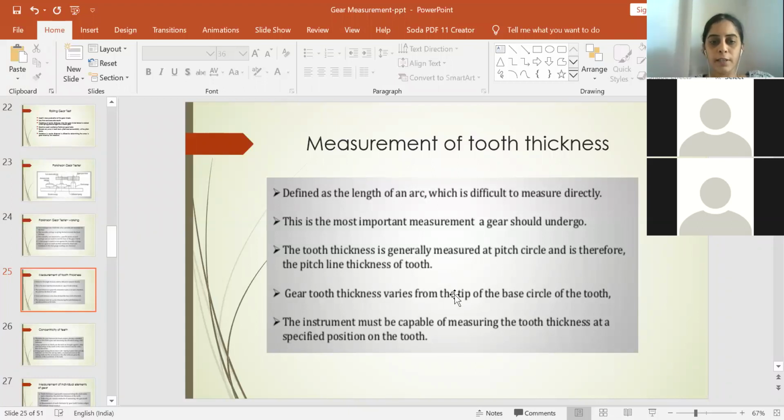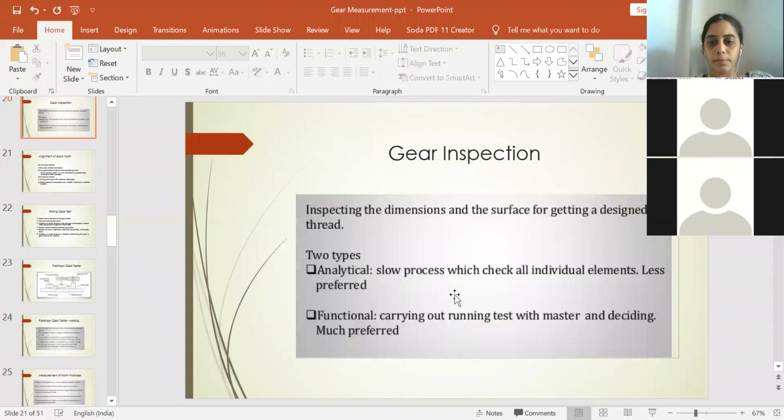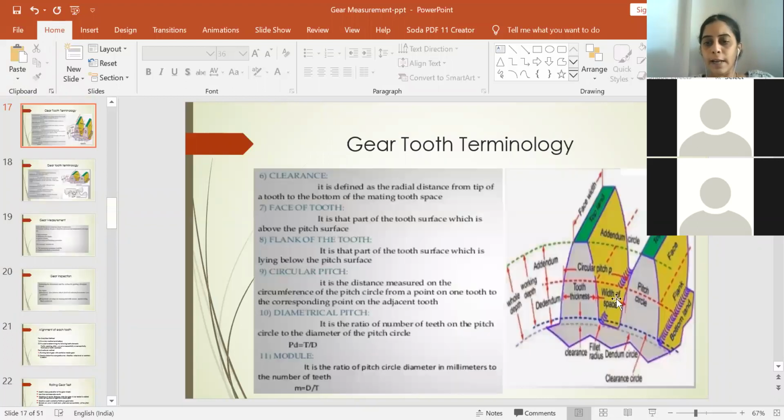So if you can see here, this is the tooth thickness. This part, the entire part of it, is called the flank. The distance between the intercept of the flank at one edge of the tooth to the other edge of the tooth will provide us the exact tooth thickness. So this part has to be measured.